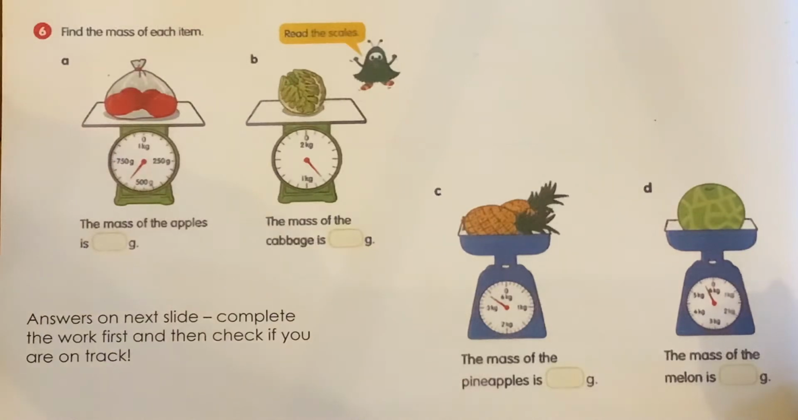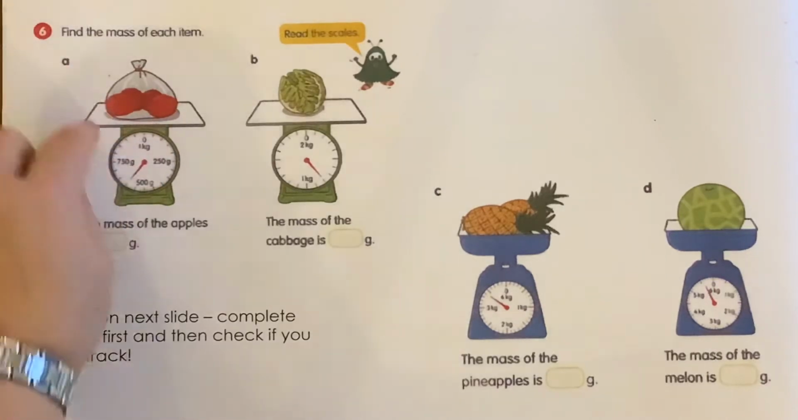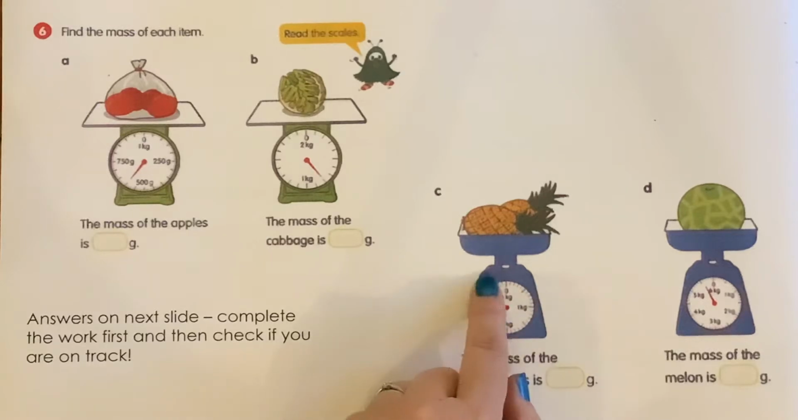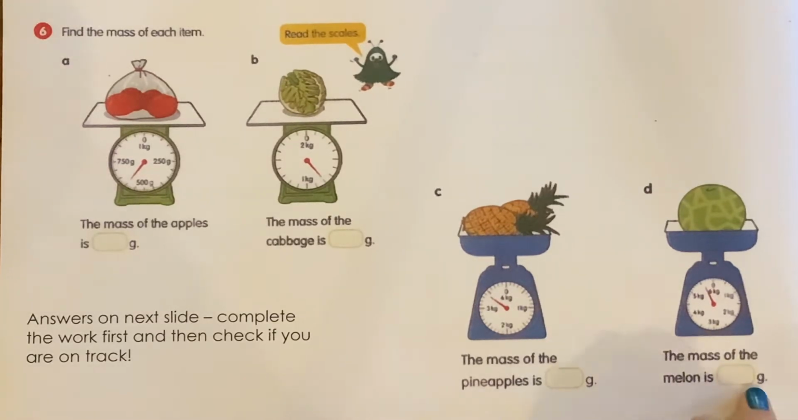So what I'd like you to do now is pause the video, have a go at finding the mass of each of these items by reading the scales. You will have to check what each of the smaller measurements represents. All the scales are different, so just take your time to understand what each means before you write down the mass. You will notice that this scale shows kilograms, but you're asked to give the mass of the pineapples and the melon in grams, so you will need to convert between kilograms and grams. Pause the video and have a go at that.